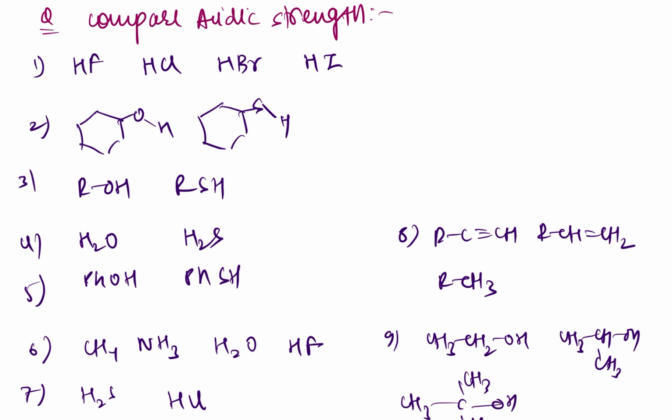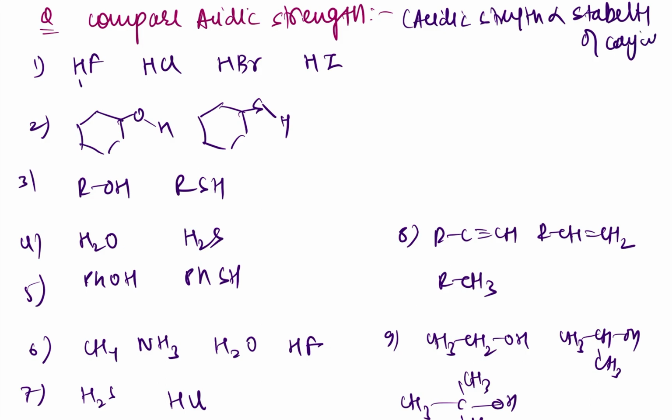So now let's discuss the acidic strength. During the calculation of acidic strength, we have HF, HCl, HBr, HI. We know that the acidic strength is directly proportional to the stability of the conjugate base. The more stable the conjugate base, the stronger the acid. So the conjugate bases are F minus, Cl minus, Br minus, I minus.